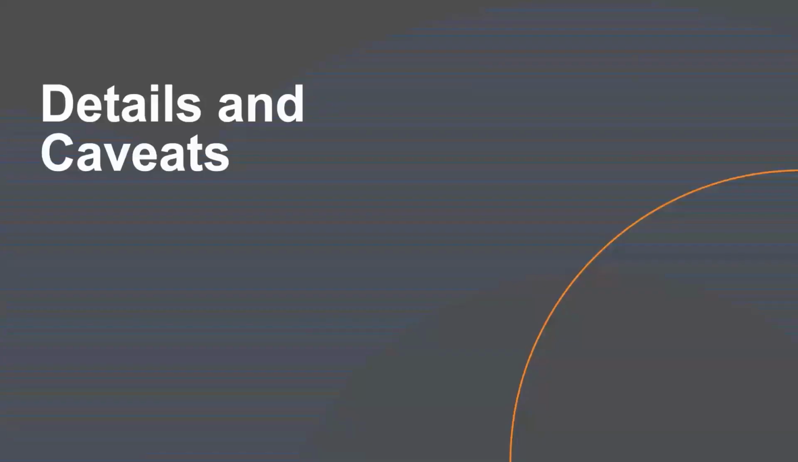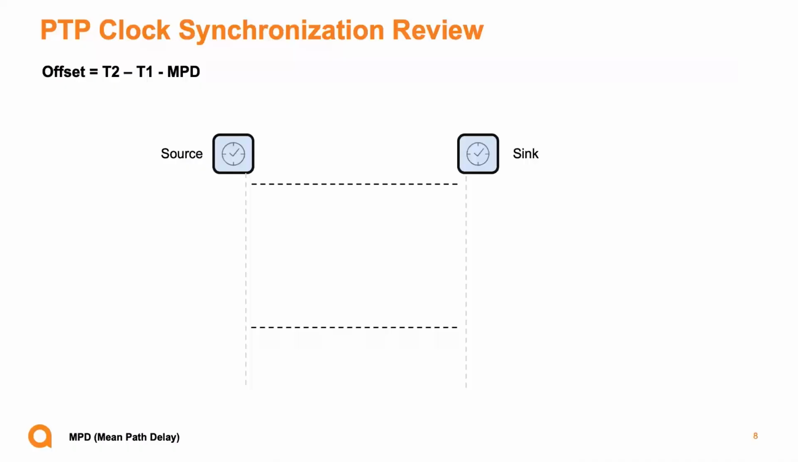Let's get into some details, and finally, we'll check also some caveats. Let's review a little bit of how the PTP synchronization process works. So you see up here that we have this offset formula, and we'll go through the details of that and how the mechanism provides all this information necessary to calculate the offset.